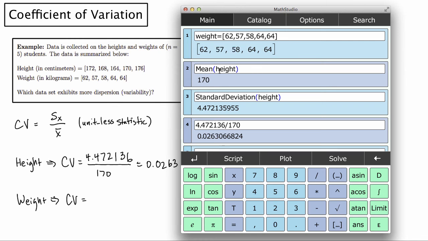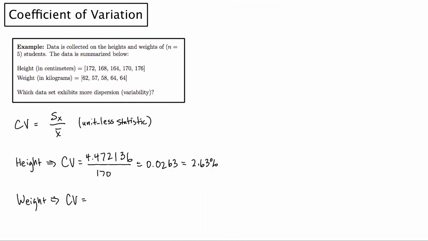Okay, enter. So now I need the mean of the weight instead of the height, and the standard deviation of the weight. And then we'll calculate its coefficient of variation to be the standard deviation divided by the mean weight of 61. All right, so there's our coefficient of variation for that problem. Let me go ahead and transfer all of this down.